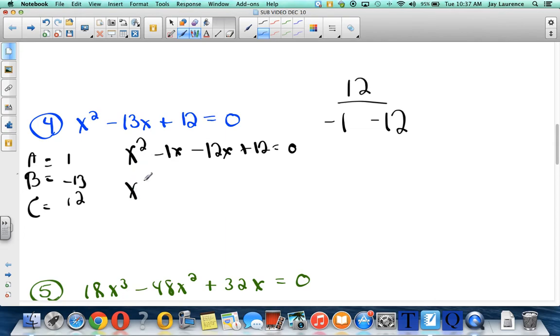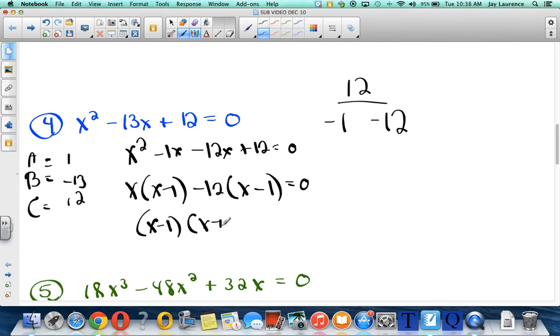So I'm going to have x times the quantity of x minus 1, pull out a negative 12, and x times x minus 1 in the quantity. And then there's a GCF. The x minus 1 is common, so I'll pull him out front and have an x minus 12. And then I will have equals 0. Now I'm not done because there's an equal sign. I have to have two equations.